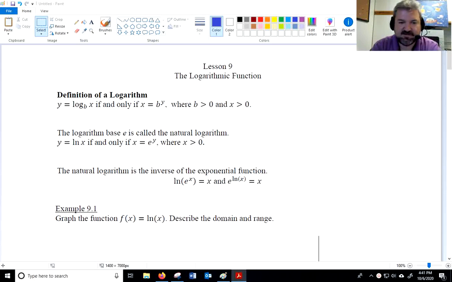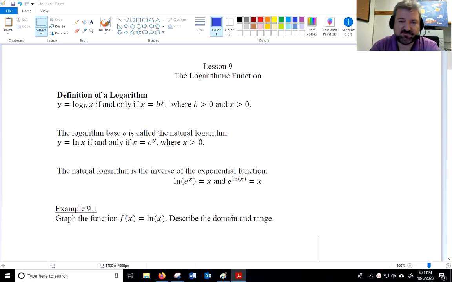The definition of a logarithm is that y is equal to the log base b of x if and only if x equals b to the y. In other words, if they are inverses. So the log base b of x will evaluate to y as long as raising b to y would give you back x. The logarithm base e is called the natural logarithm.